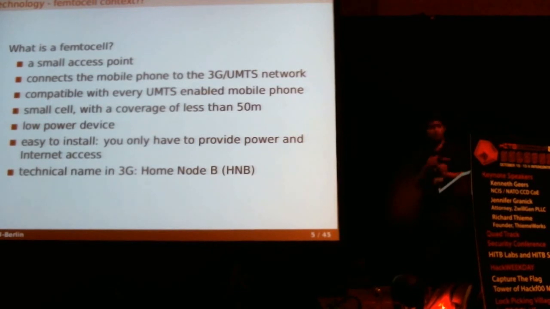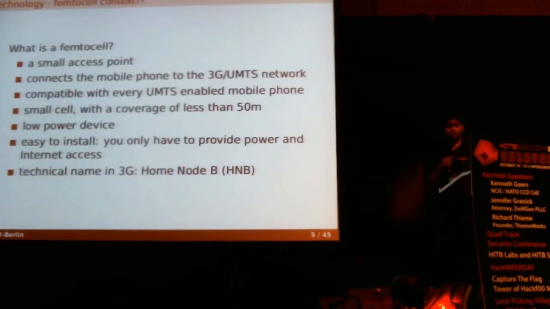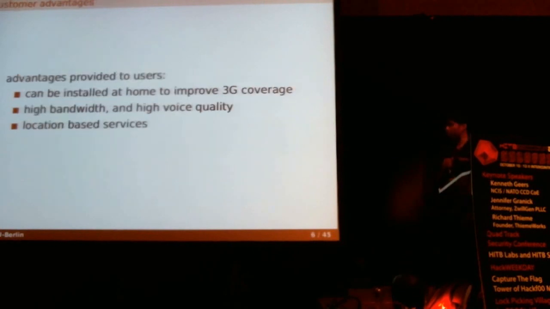These are very small cells, having a range of 50 meters, not very long. These are very low power devices and easy to install. You just buy it, you plug in your internet broadband connection, and off you go. And this device has a specific standard name as per the 3GPP standard. It's called Home Node B. We have already seen this Node B, so this is a Home Node B, installed at your home. That's where the term Home Node B comes from.